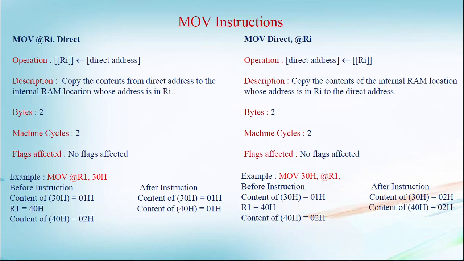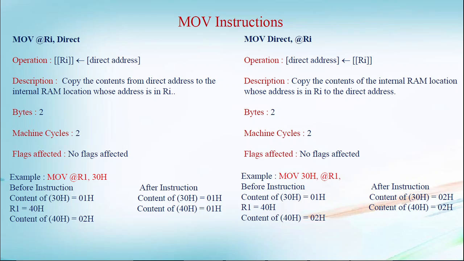Likewise, MOV direct comma @Ri. It means copy the contents of the internal RAM location whose address is in Ri into the direct address. It requires 2 bytes and 2 machine cycles. Example, MOV 30h comma @R1.